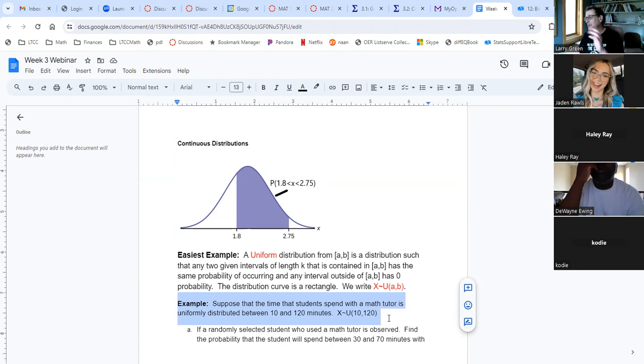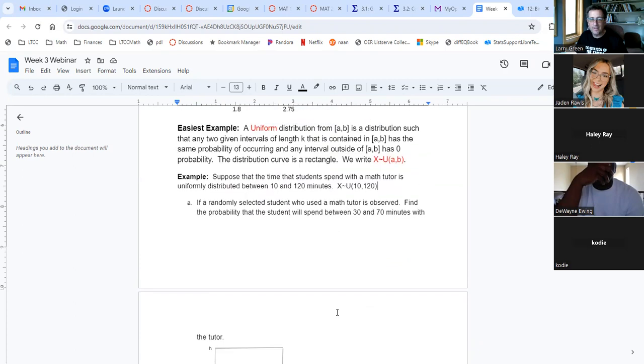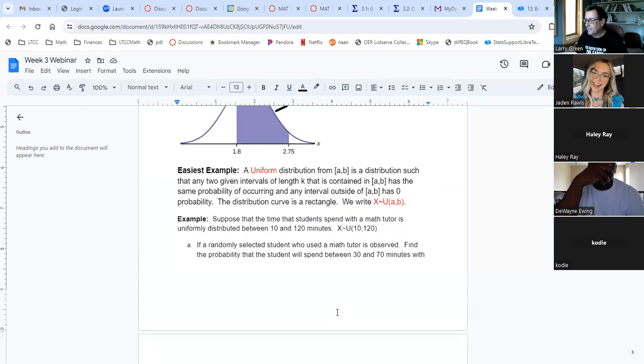Okay, and if it was a normal, it would be an N instead of a U. Okay, then the question here is: if a randomly selected student who used a math tutor is observed, find the probability the student will spend between 30 and 70 minutes with the tutor. Any questions on the question?